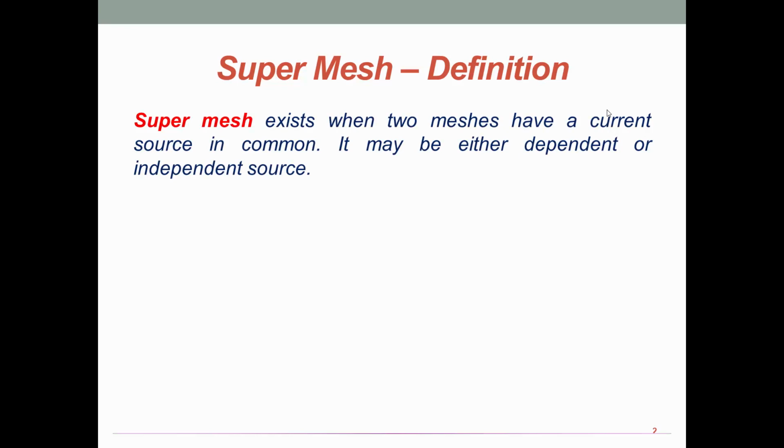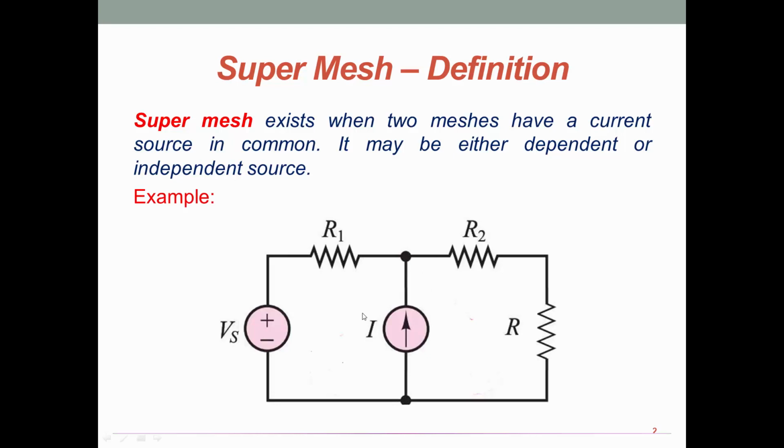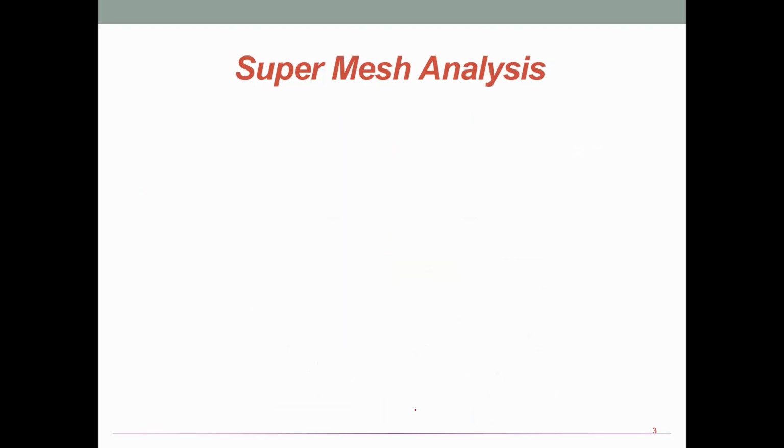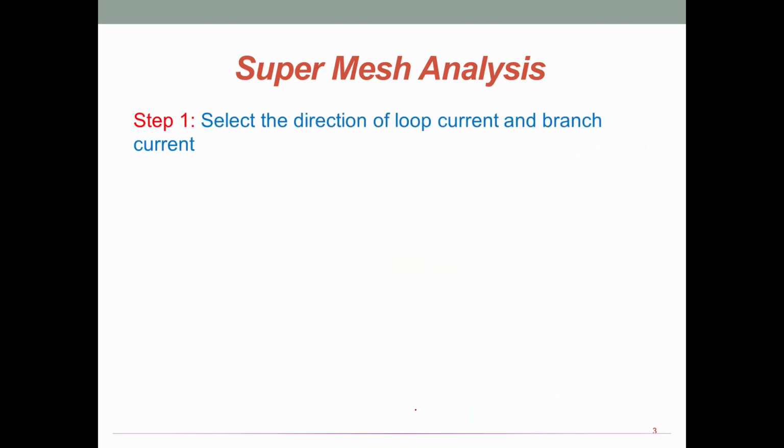Supermesh exists when two meshes have a common current source. It may be either a dependent or independent current source. Say for example, when you look at the circuit, there is a current source common to both loop 1 as well as loop 2. So this kind of problem may be analyzed through supermesh analysis, or otherwise these two meshes together are called a supermesh. Right, let me go for supermesh analysis.